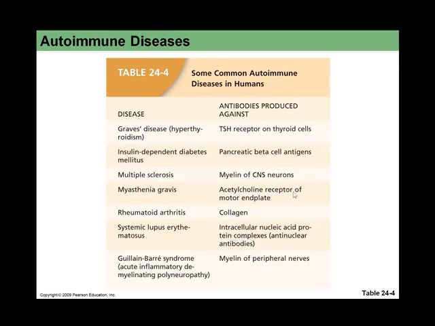Myasthenia gravis, the acetylcholine receptor of the motor end plate. In this case, the antibody blocks the receptor, so the acetylcholine cannot bind to it, and so there's weakening of the muscle.